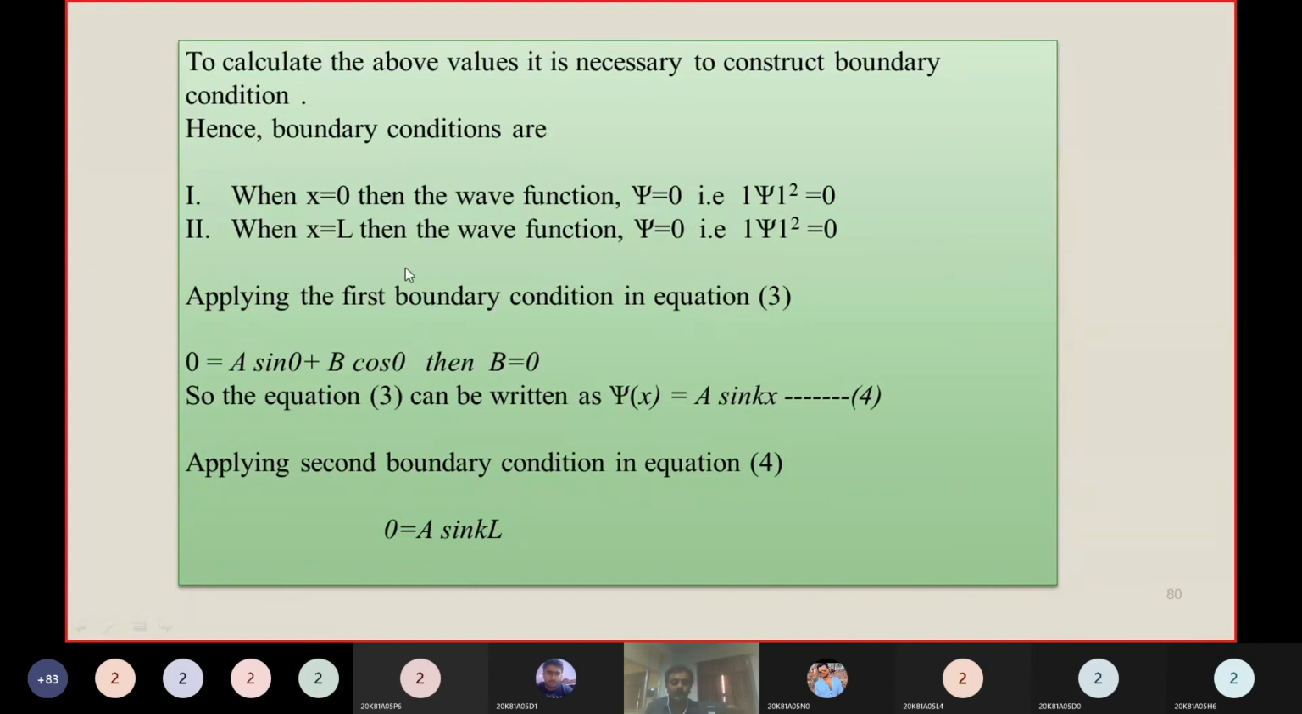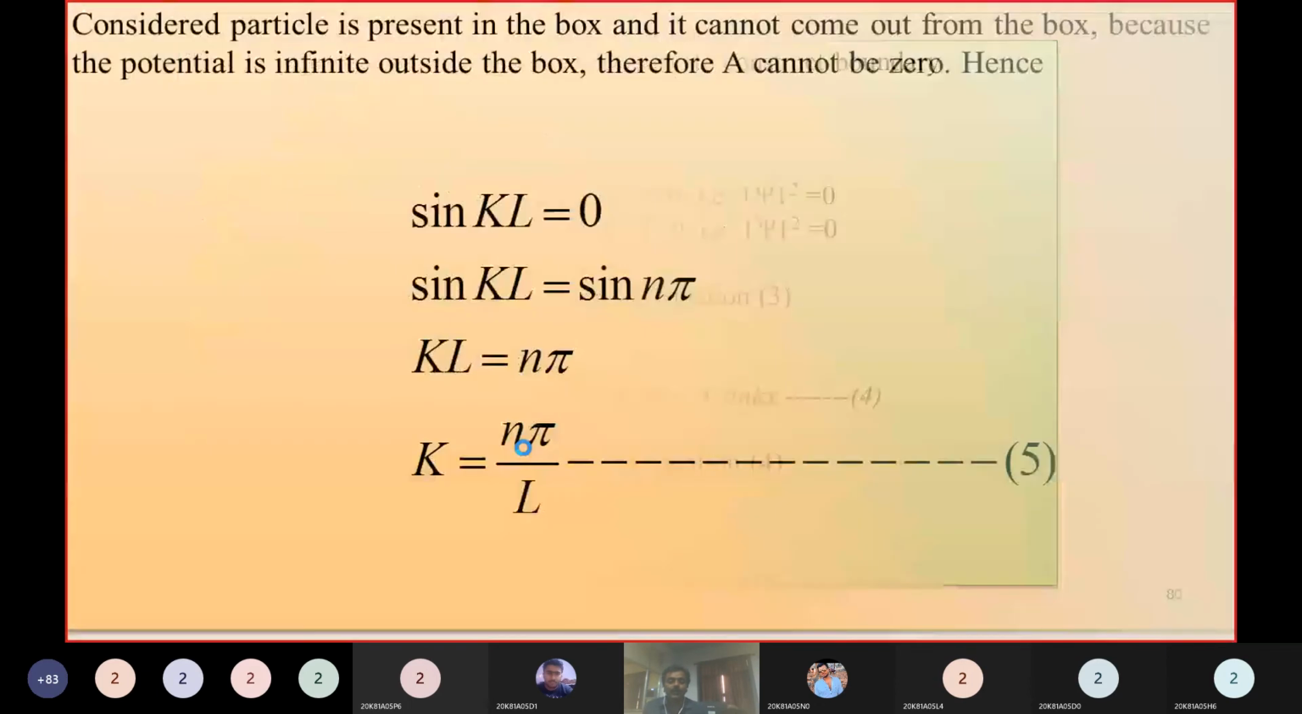So what is the second boundary condition? At x equal to L, the wave function will become 0. So instead of x, we are substituting L here. Therefore A sin kL equal to 0. From this, sin kL equals 0. Sin kL becomes 0 at sin n pi values, so this will become 0. That's why we are equating sin kL equals sin n pi. Therefore kL equal to n pi, k is equal to n pi by L.